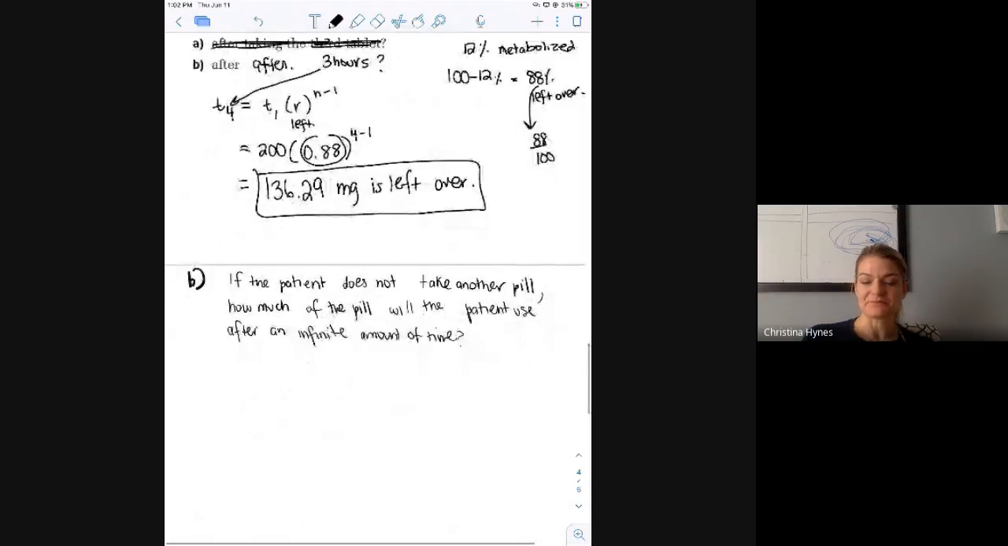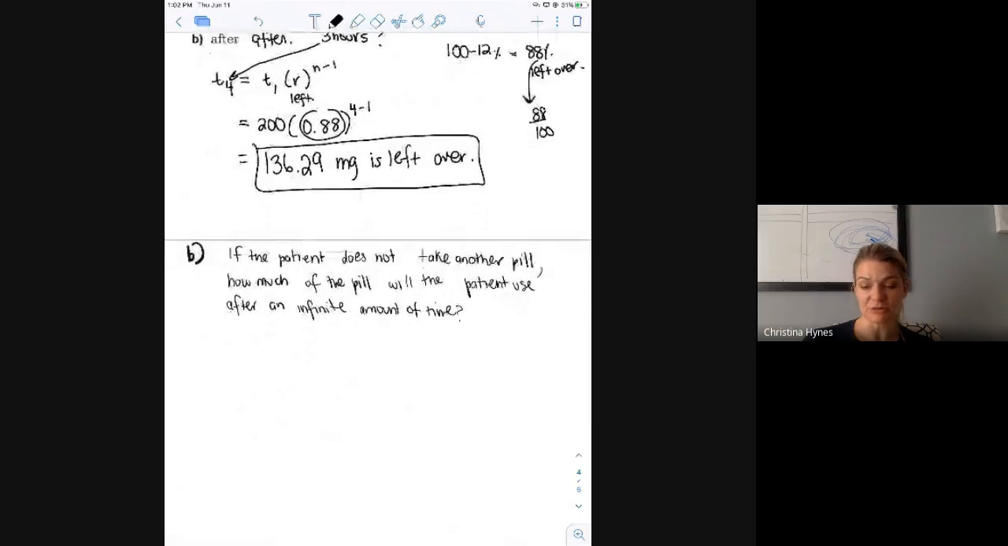And then B, if the patient does not take another pill, how much of the pill will the patient use after an infinite number of time? So now they're saying how much of the pill will the patient use? This means how much have they metabolized? So do you see how the question has changed? Because they want to know how much the person has digested or taken with their body, and not what's left over anymore.